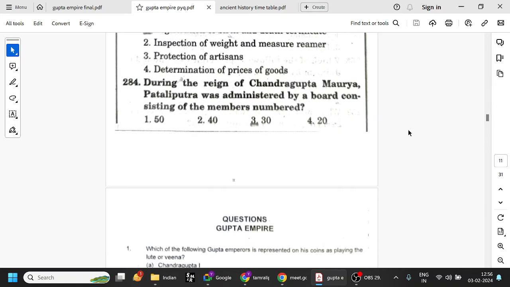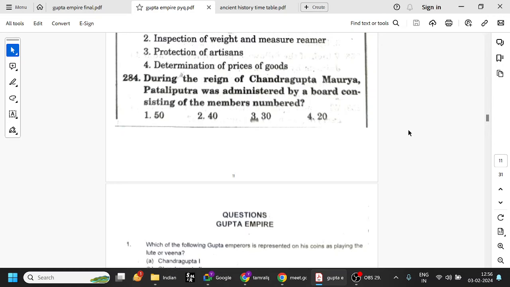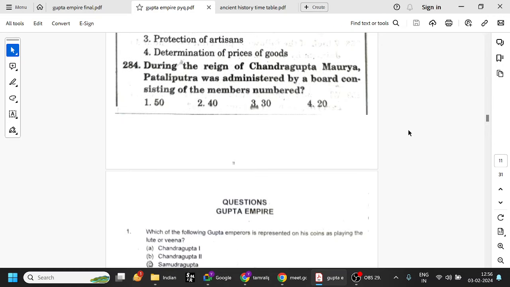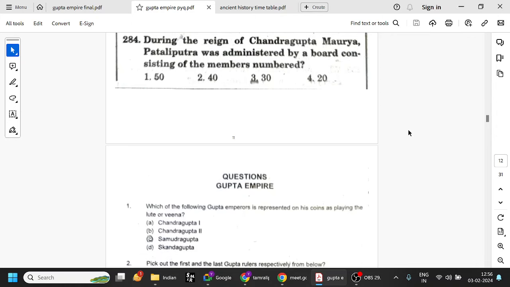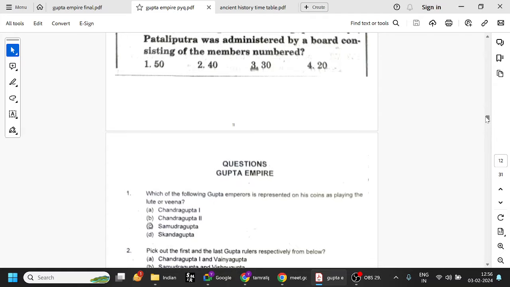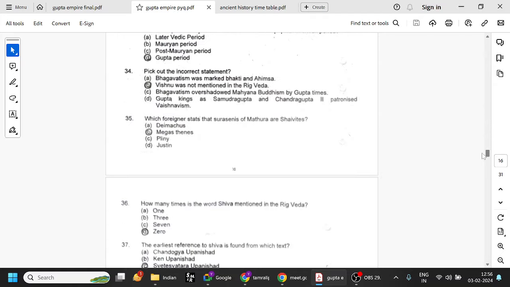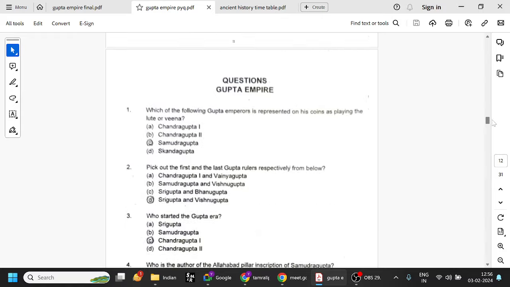So during the reign of Chandragupta Maurya, Pataliputra was administered by a board consisting of 30 members. Try to remember that. Not very important, but approximately. Maurya dynasty. Fine. So how many are there? Okay, let us try to finish these also quickly.